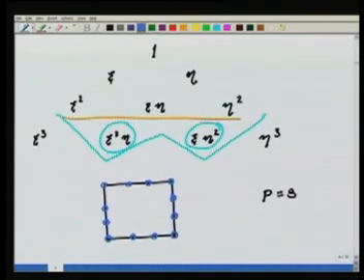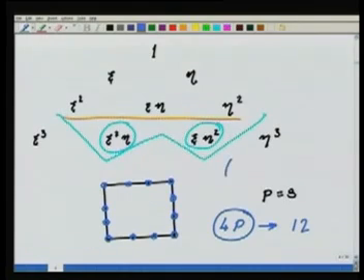So in this case how many points will I have? I will have 4p terms. So the number of shape functions corresponding to this is 1, 2, 3, 4, 5, 6, 7, 8, 9, 10, 11, 12. So I have 4p shape functions, which for p equal to 3 is 12. If I had taken the tensor product, I would have p plus 1 into p plus 1, which is p plus 1 squared number of terms, which for p equal to 3 would be 16.